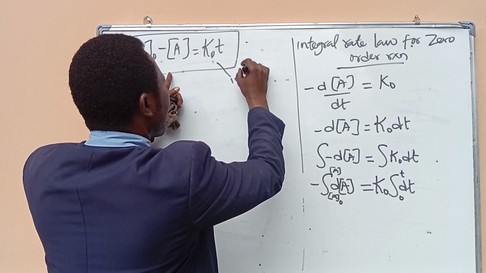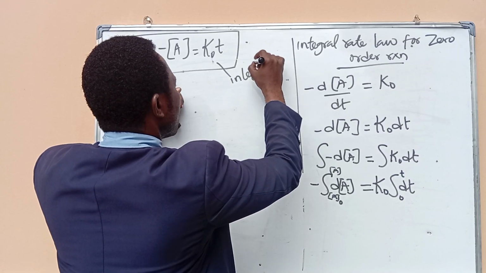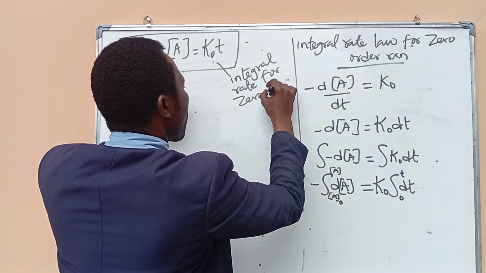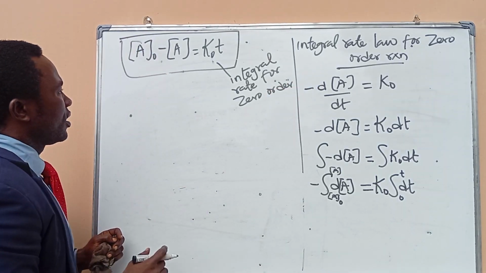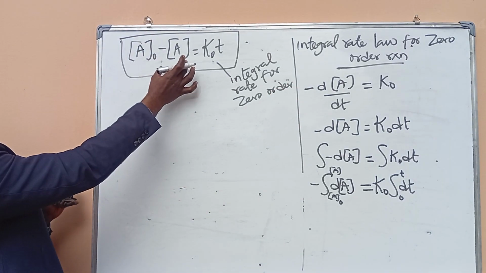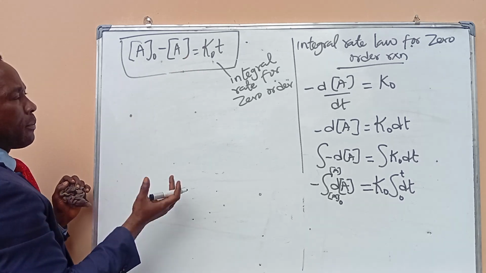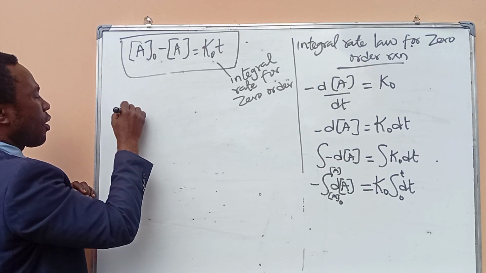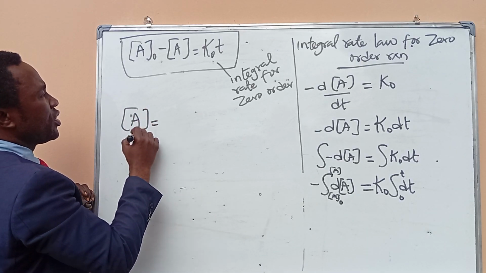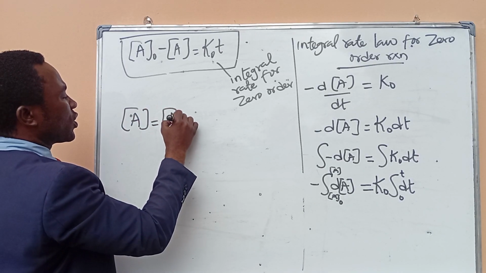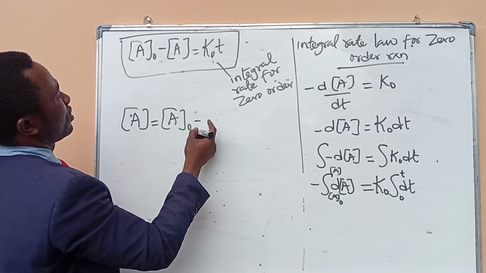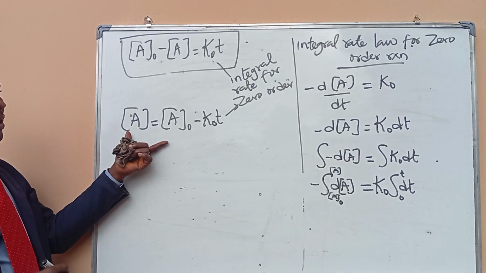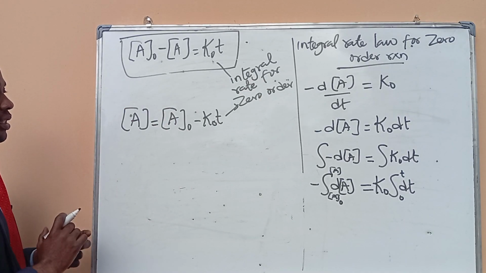So this is the integral rate law for zero order. Now, we can make A the subject. If we make final concentration the subject, our final concentration will be equal to initial concentration minus K0 multiplied by t. This same thing is the integral rate law for zero order reaction.